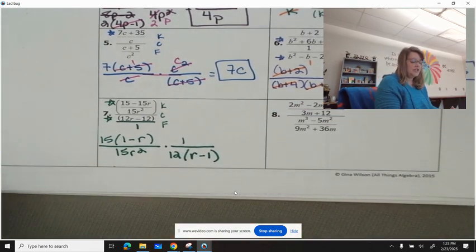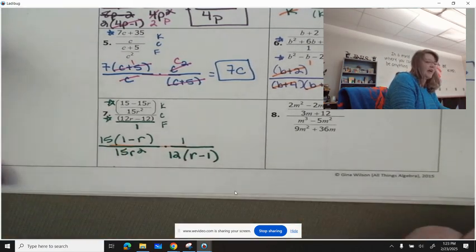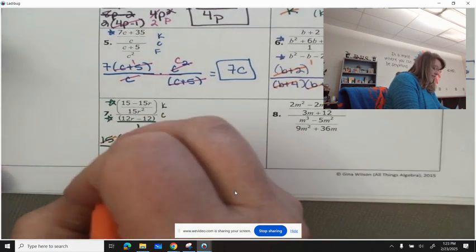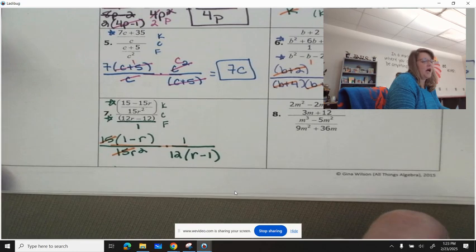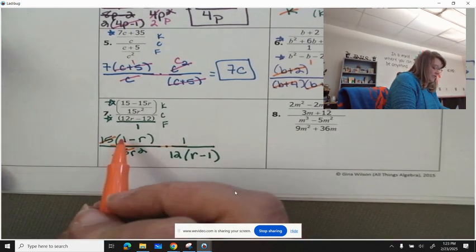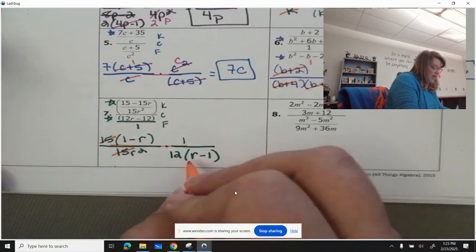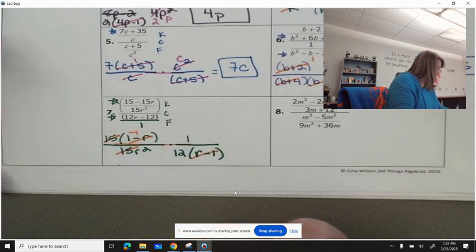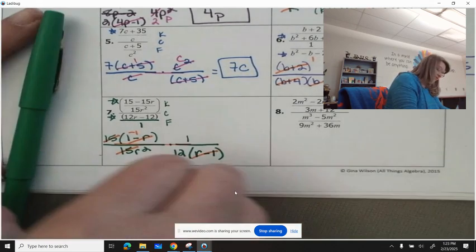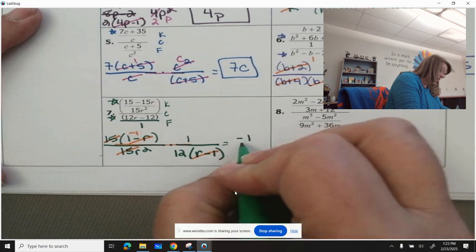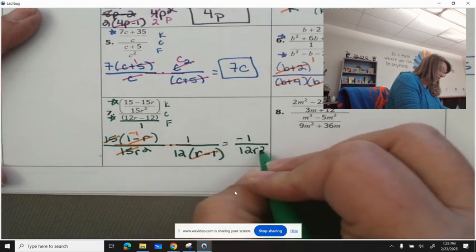Okay, now I'm ready to do some multiplication, which means I get to do some reducing because we already factored everything. The 15s definitely cancel. And r minus 1 and 1 minus r are exact opposites. How do I know that? Well, because here the 1's positive and here it's negative, and here the r is negative and here it's positive. So when they're exact opposites like that, they cancel with a negative 1. So it looks like I'm left with negative 1 in my numerator. And in my denominator, I've got 12r squared.